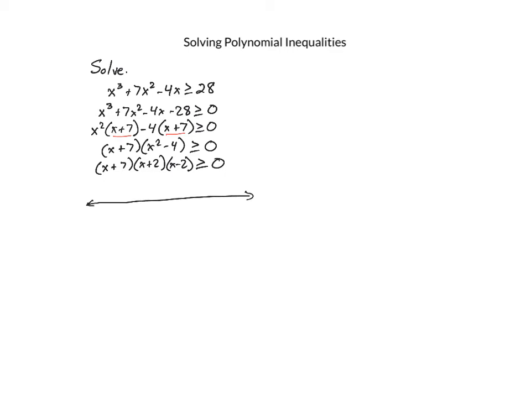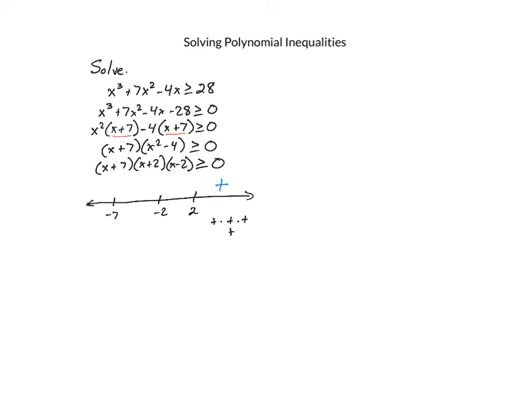I'm going to put the critical values on my number line. I have a -7, a -2, and a +2. And I test numbers in each interval. I'm going to start to the right of 2, pick a number like 10. And as you practice with these, you'll probably be able to see some of them in your head. Like if you pop in 10 in the first factor, we have a positive. 10 plus 2 is positive. 10 minus 2 is positive. And I have a product of 3 positive expressions, and that gives me a positive.